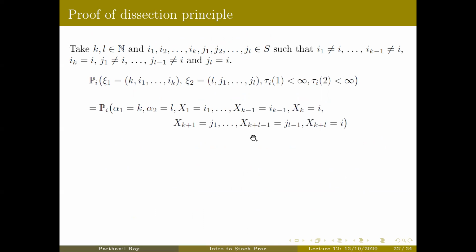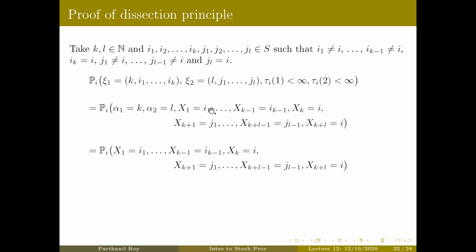Okay, so this is what we have so far. Now, as I said earlier already, alpha 1 equal to k and alpha 2 equal to L are redundant, because this automatically implies that the first excursion length is k and the second excursion length is L. So therefore, I could have actually written like this. Forget about alpha 1, alpha 2, because this is happening because of our assumption. If this event happens, it automatically means alpha 1 is equal to k.